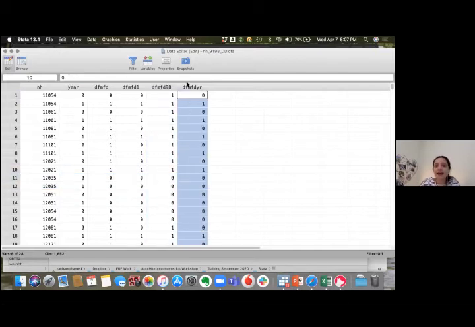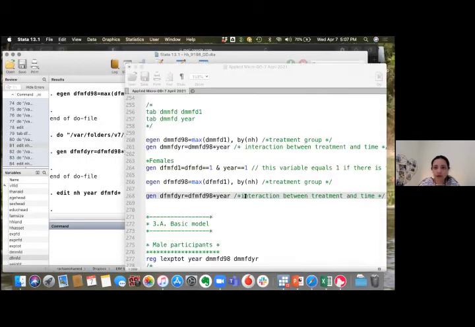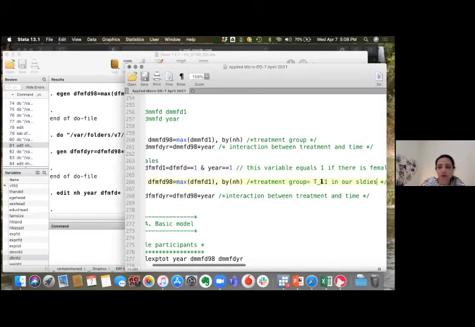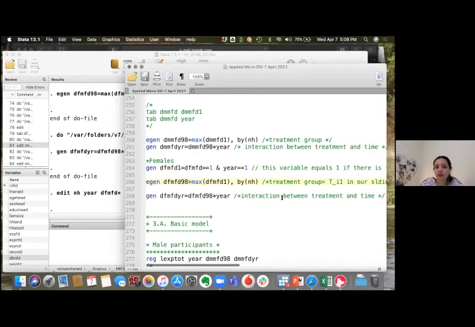And this is the interaction between both. So I will write it here. This is the treatment group, which is the TI1 in our slides. Clear? Any question?